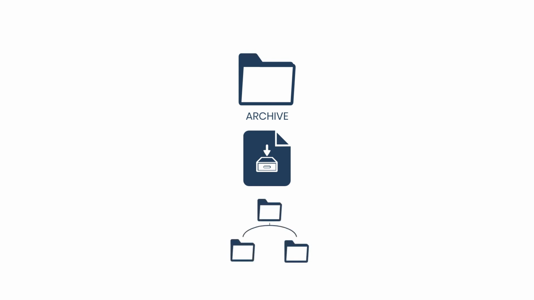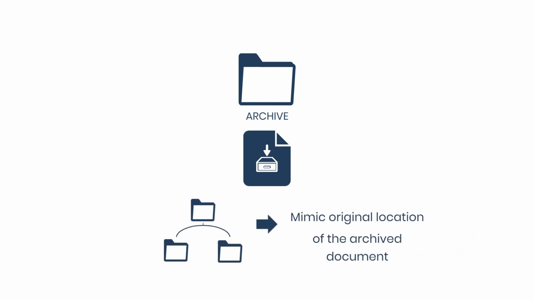The Archive branch is used to store all documents that have been archived through project work. Its folder structure will mimic the original location of the document being archived.